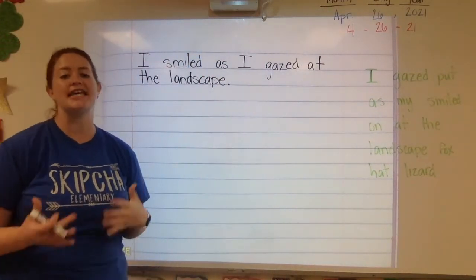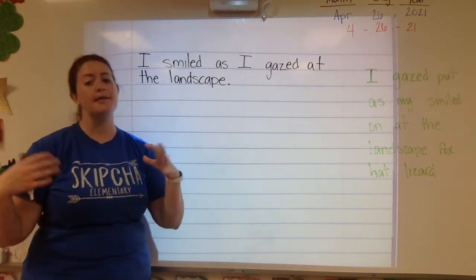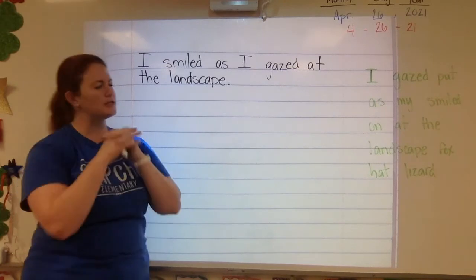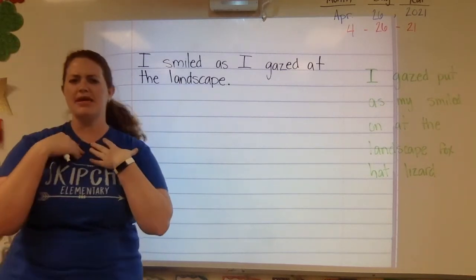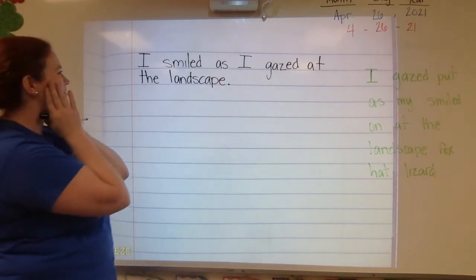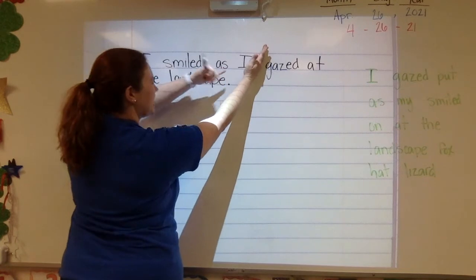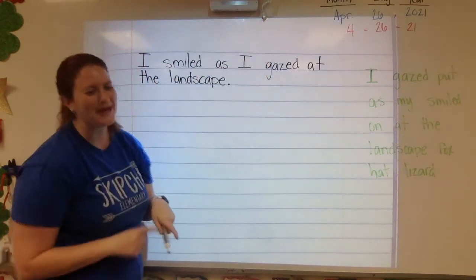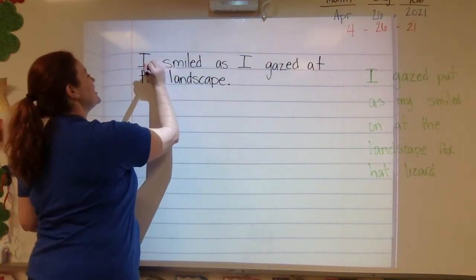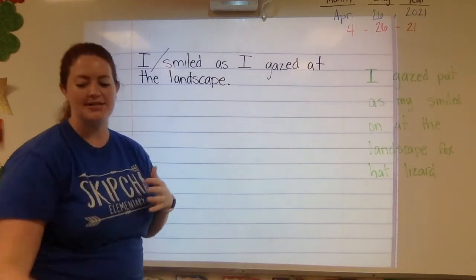I smiled as I gazed at the landscape. Now the first thing I need to do is separate my subject and my predicate. My who or what from my doing telling part. Well, it's about me. It's about I. But, ooh, I have two in my sentence. Okay, well, let's see. Is my subject I smiled as I? No, it's just I. So right here, this is my first I. This is my subject. It's all about me.